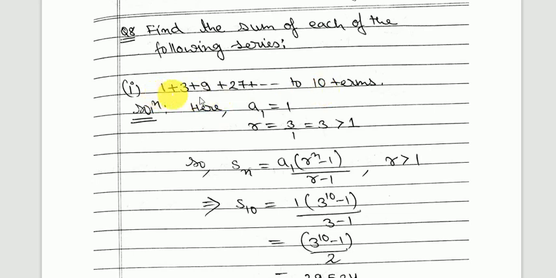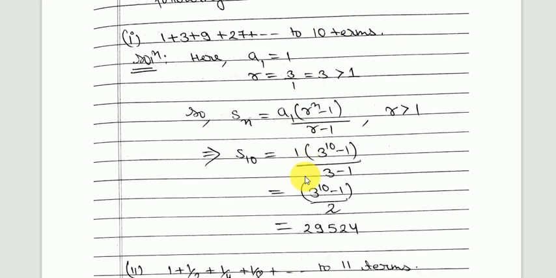The first term I know, that is 1, and the common ratio you can find: 3 upon 1, 9 upon 3, 27 upon 9. Taking any pair you can find. So here r is 3, which is greater than 1. So we have to use this formula, Sn equal to a1 (r^n minus 1) upon r minus 1. So we know r, we know a1, and we know n because here it is saying up to 10 terms. So substitute the values, you will get the answer.